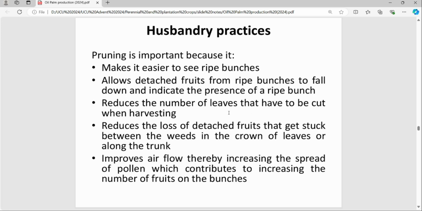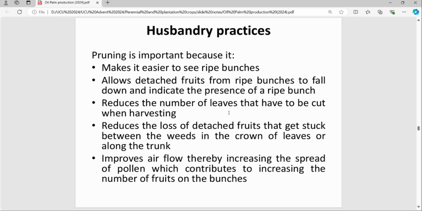Therefore, pruning will make it easier for you to see the ripe branches. It will allow the detached fruits from ripe branches to fall down, and these are the signs that one looks at to know that the branches are ripe. So if you find those fruits that have fallen down, then it is a signal that your branches are ripe and they are ready for harvest.